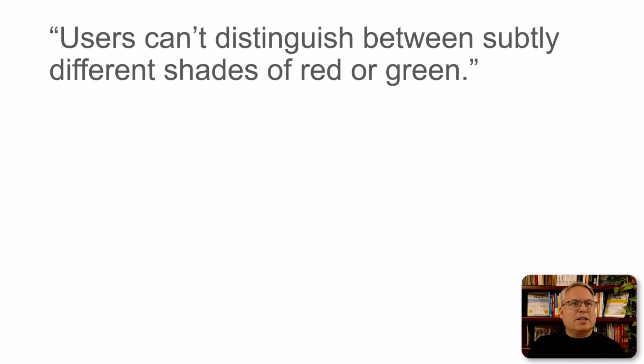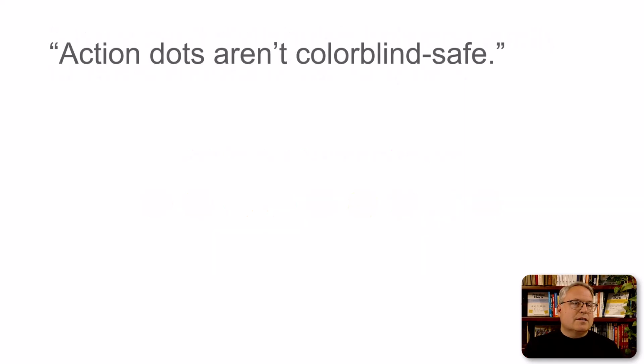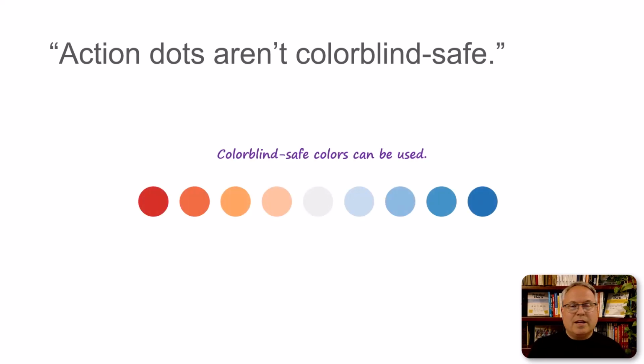Another common objection is that users can't distinguish between subtly different shades of red or green, but that's actually okay. With action dots, you only need 3 or 4 shades of red, 3 or 4 shades of green, and that's going to be sufficient. Sometimes people will also say, well, action dots aren't colorblind safe, and that is true because people with the most common forms of color blindness can't tell the difference between red and green. However, you can simply substitute a colorblind safe color palette. It's going to work just fine.